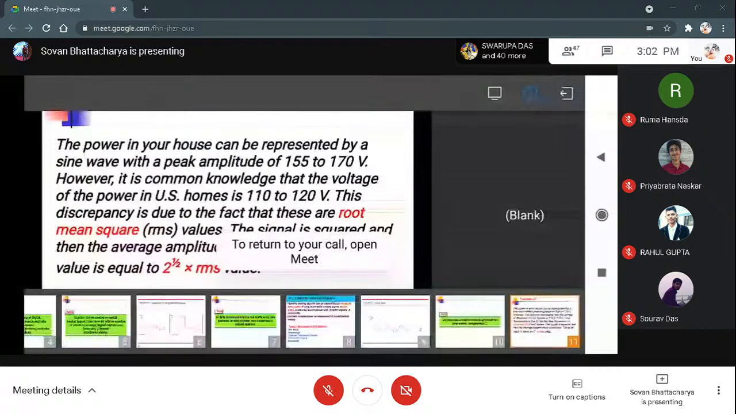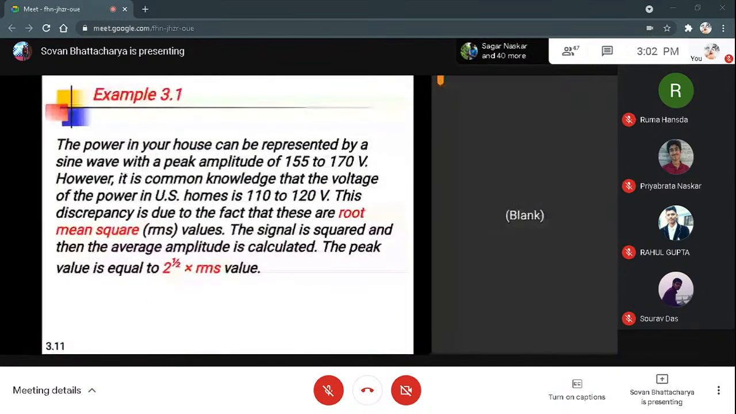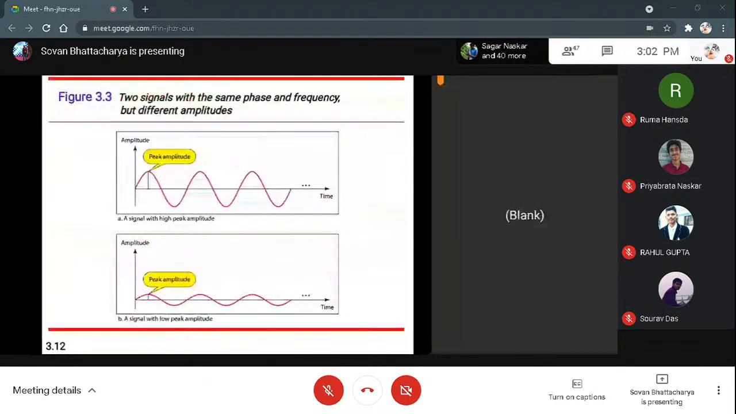Okay. Now you see there are two signals with the same phase. What is the phase? Phase means 0, plus 90, 180 and 270. So these are your phases. Same phase means that there is a positive phase or a negative phase.